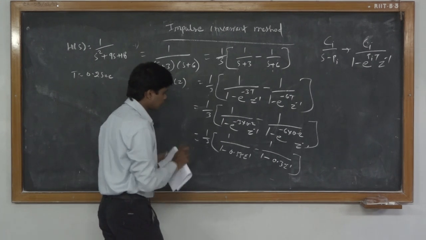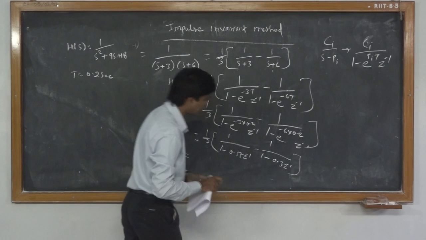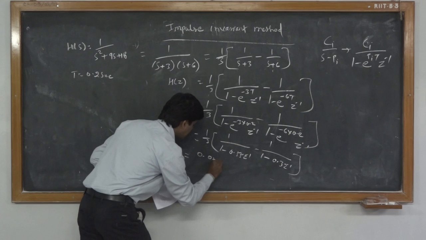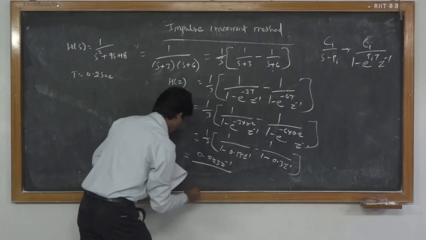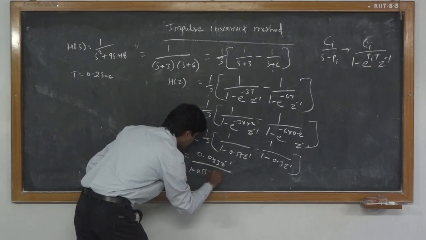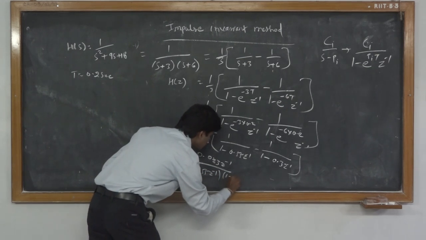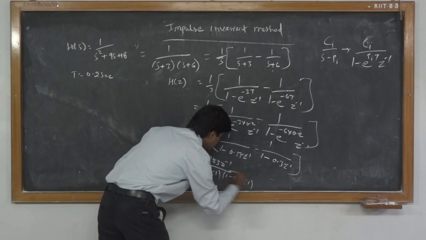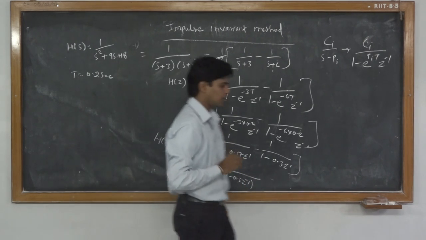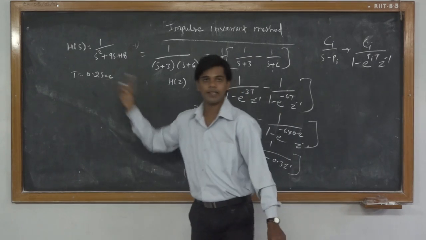So after simplification, you can just cross multiply it and take the LCM. You are going to get the answer as 0.083 z inverse divided by 1 minus 0.55 z inverse into 1 minus 0.3 z inverse. So this is our H of z. That is the equivalent digital transfer function of the analog filter.